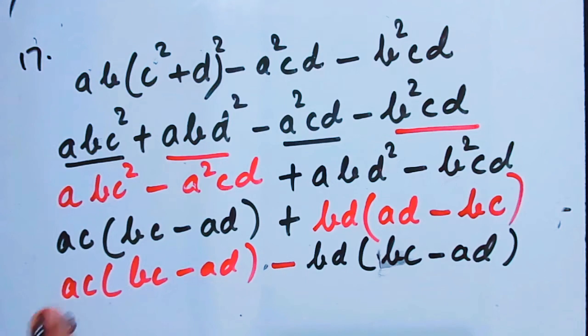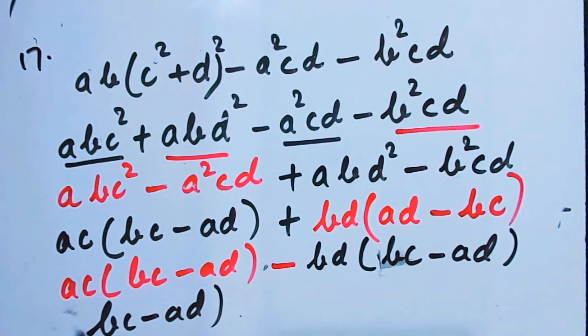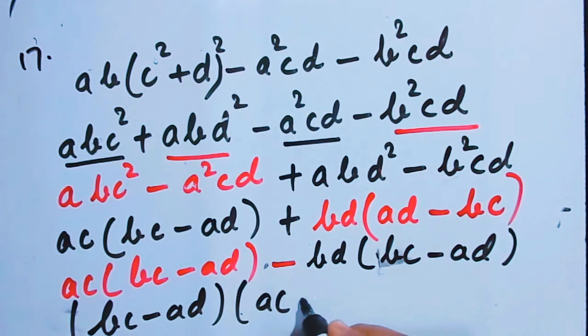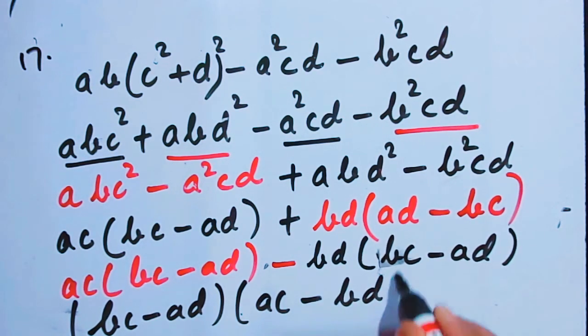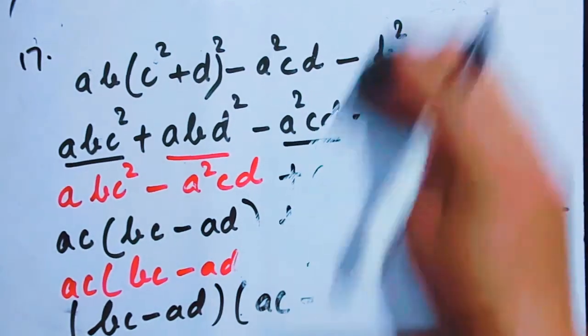Now let us take common BC minus AD. So BC minus AD, when taken common, it will be AC minus BD as your final solution, isn't it? Now let's come to number 18. I hope you have understood this.